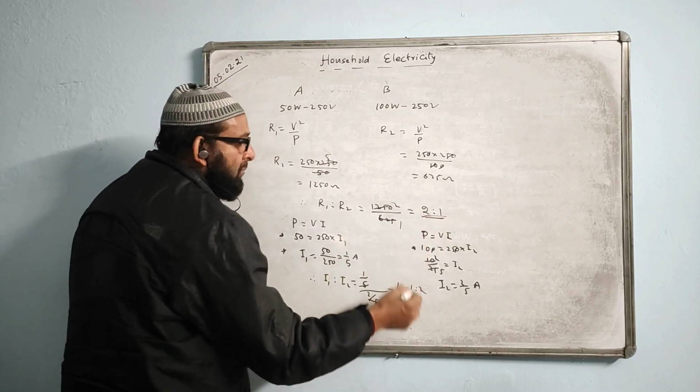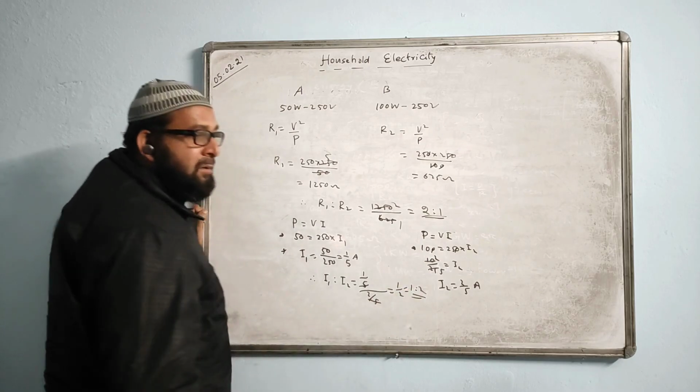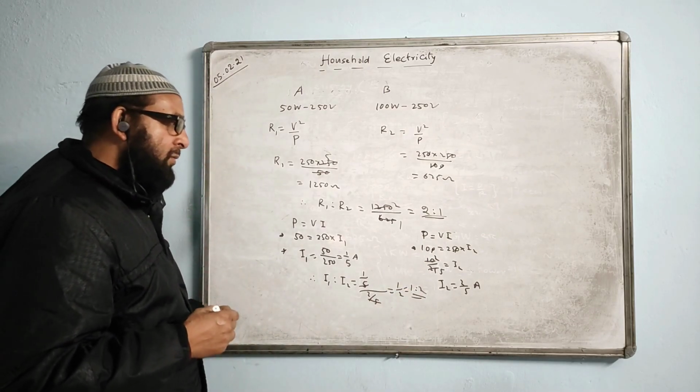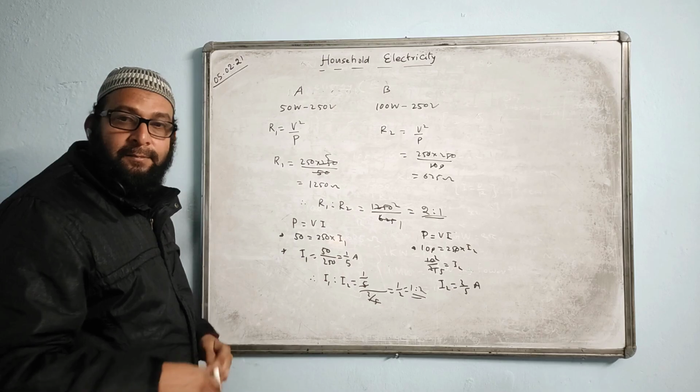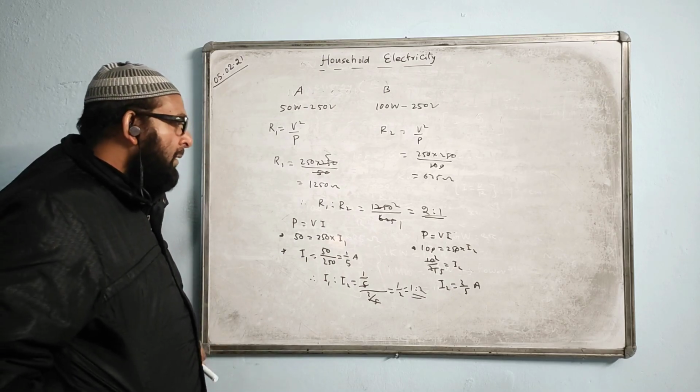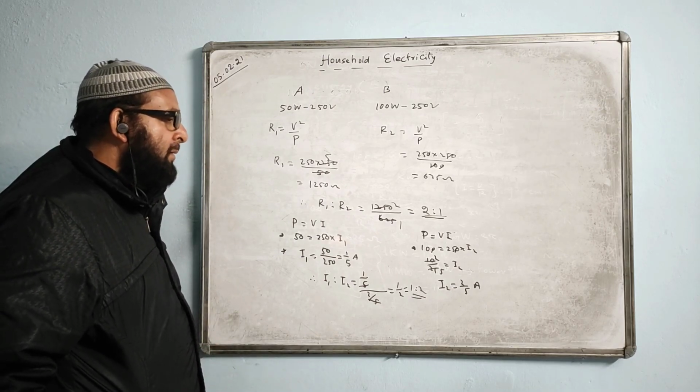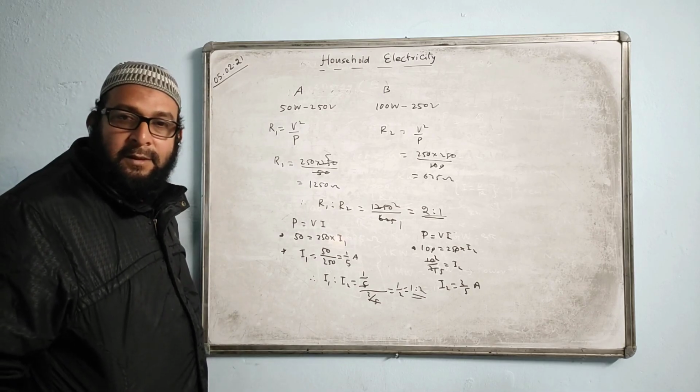Resistance ratio is 2 is to 1, but the current ratio is 1 is to 2. Just opposite of resistance. Okay? Is it clear?